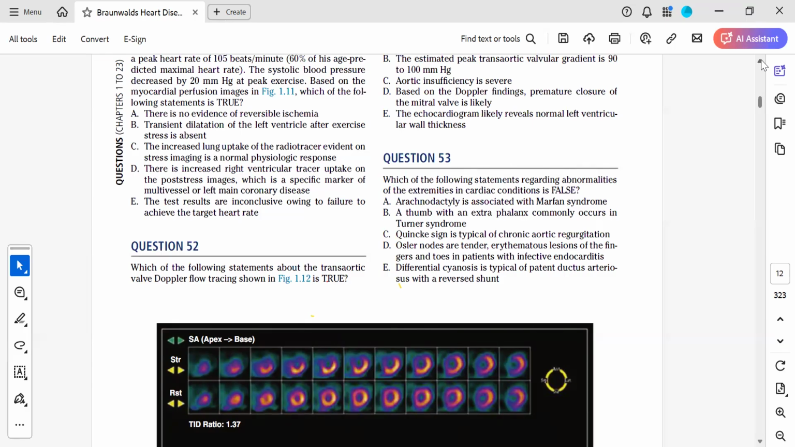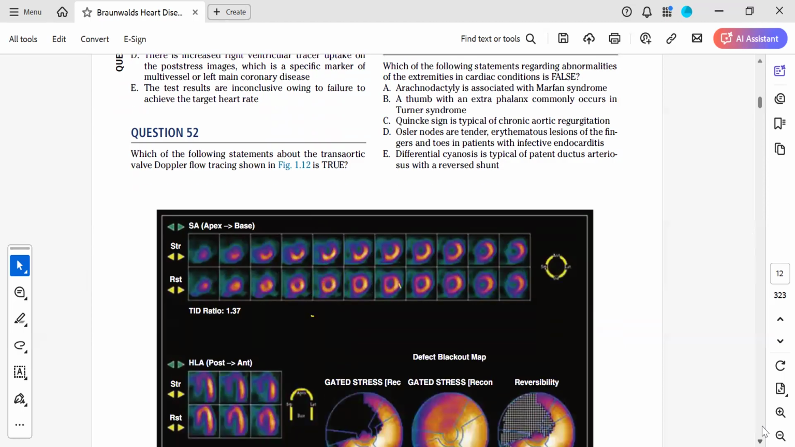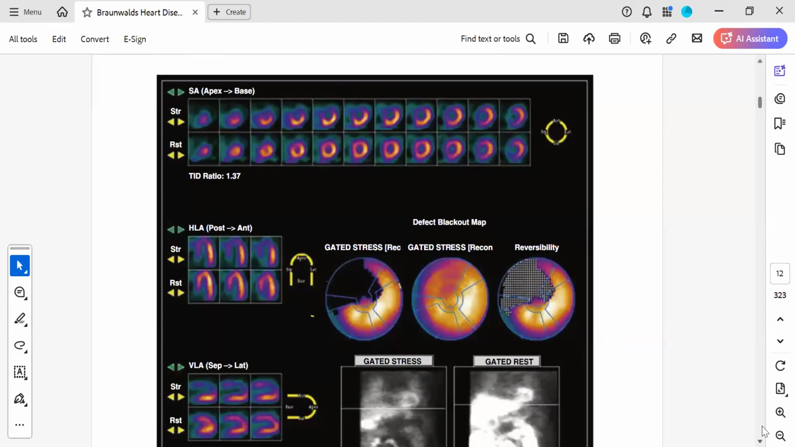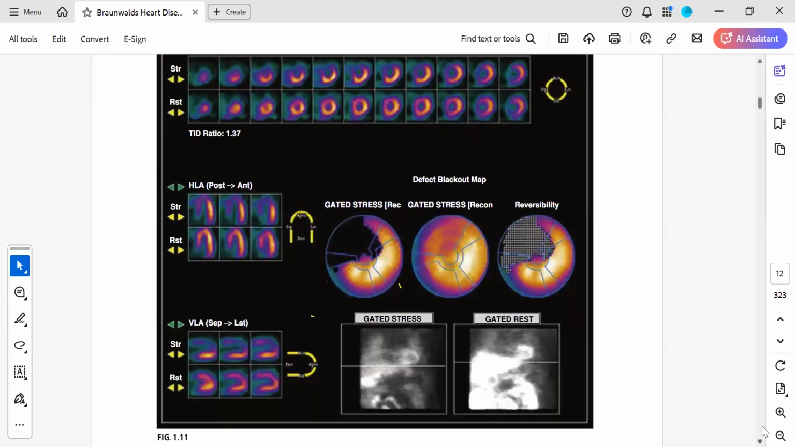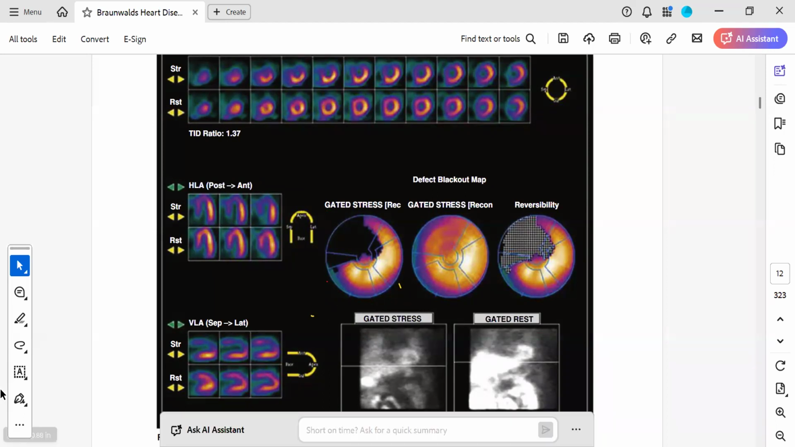Sorry, Dr. Eugene, can you scroll down so that we'll see the... Okay, so this is the increased uptake of the radiotracer at rest. This black and white looking image at the bottom right corner.